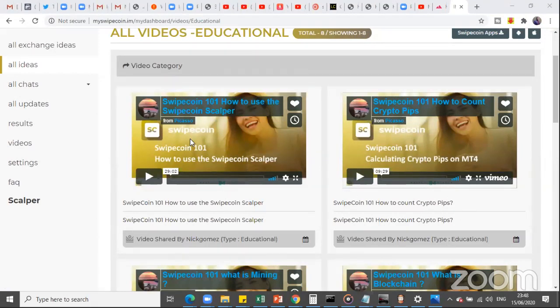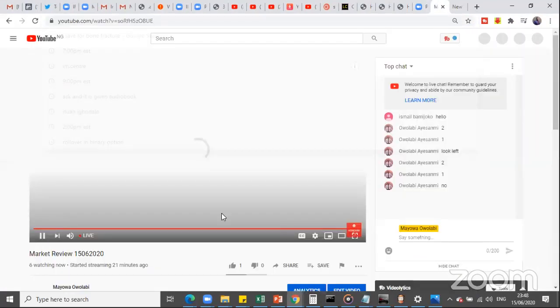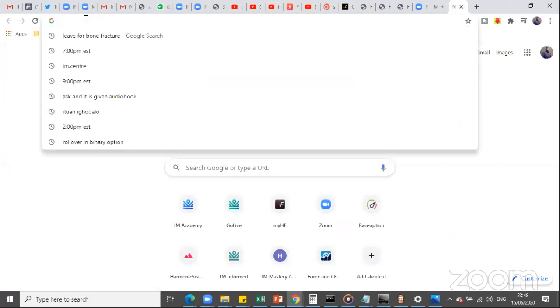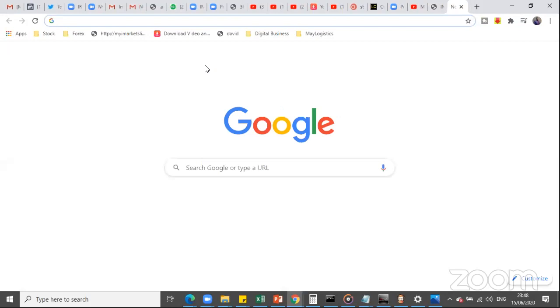So come and watch your Swipecoin scanner, and once you get the alert, follow those 3 conditions, and we are good to go. The next one is Brother Hourglass. Okay. Before I go to Hourglass, the first thing I always check for this strategy, I want to check Forex Factory. I want to make sure there is no news. So the news we have has passed, and tomorrow is Tuesday. Today is Tuesday already.